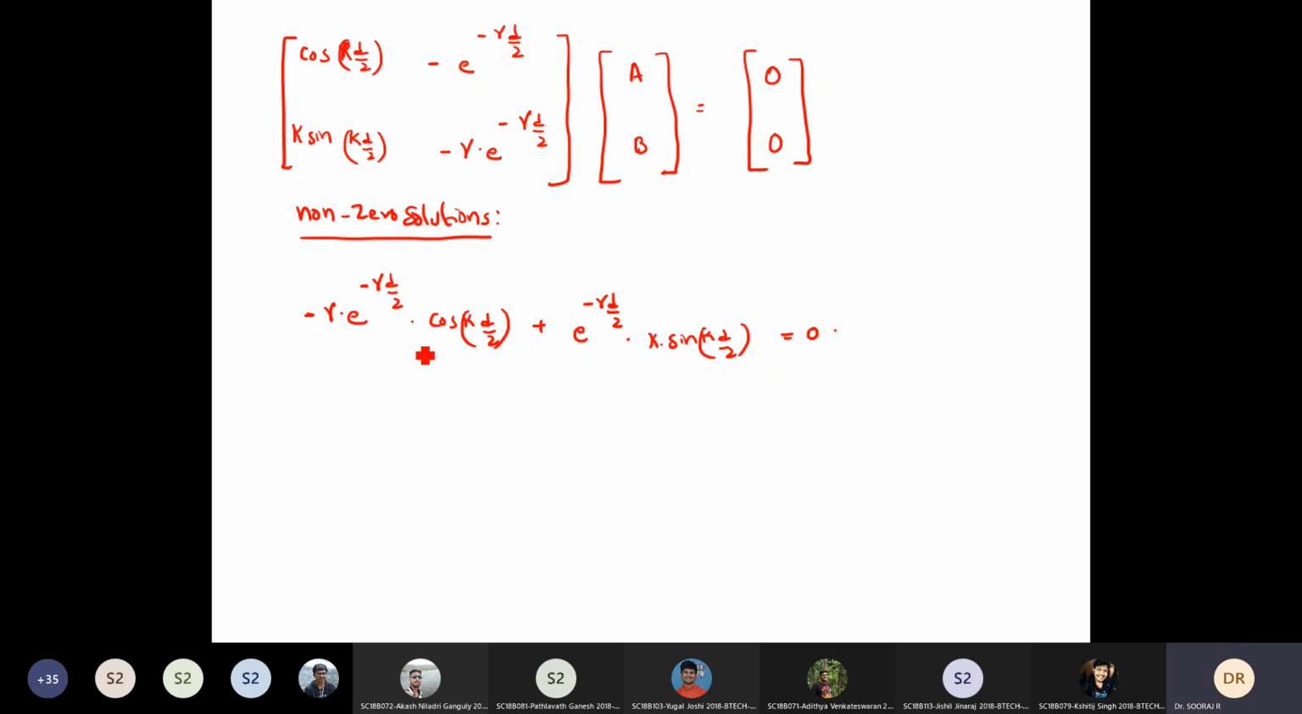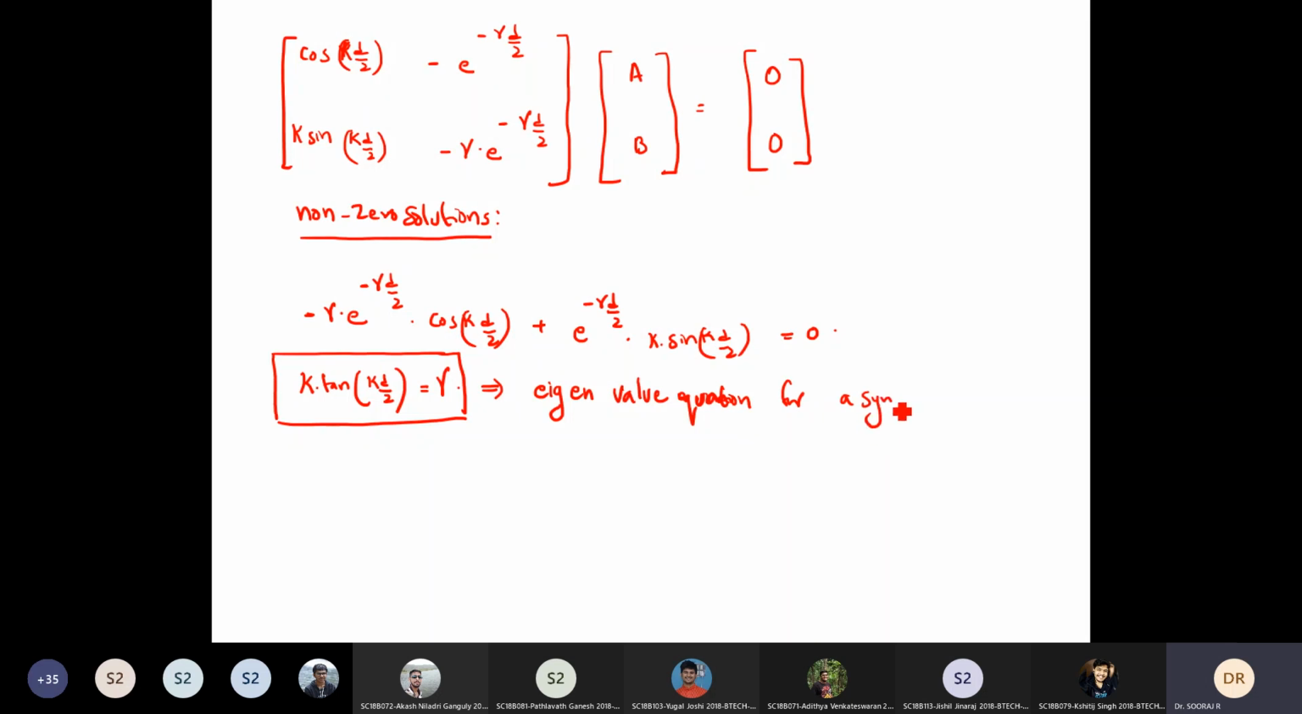If I further simplify this, then I am going to get this equation. So kappa into tan of kappa into d by 2 is equal to gamma. So you get this relationship. This important relationship is what is called the eigenvalue equation for a symmetric waveguide.